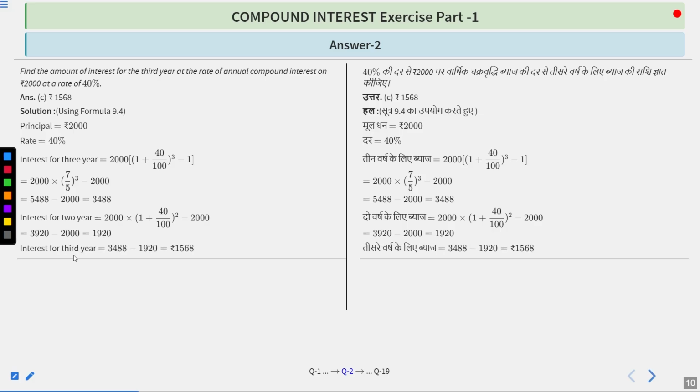So interest for third year is going to be interest for 3 years minus interest for 2 years, that is 3,488 minus 1,920, that is rupees 1,568. So option number C is the correct answer.